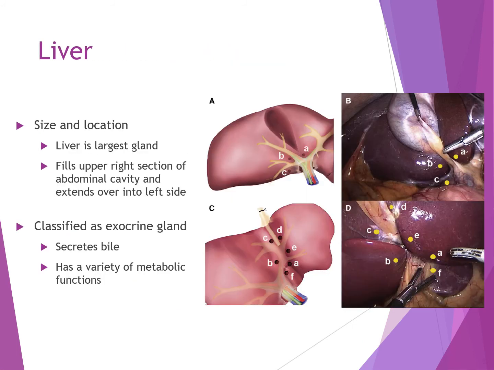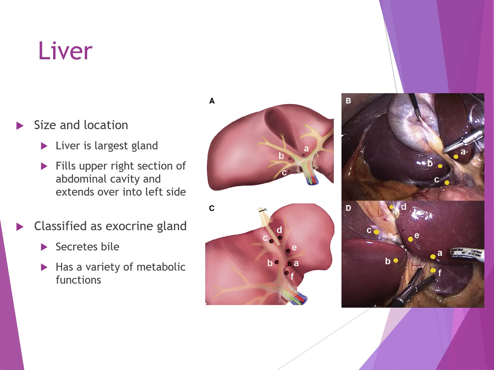So far, we've predominantly discussed the main organs of the digestive tract, including the mouth, the pharynx, the esophagus, the stomach, and the small intestine. So now we're going to take a little detour over to the liver and the gallbladder and the pancreas. These are all accessory organs of the digestive system.